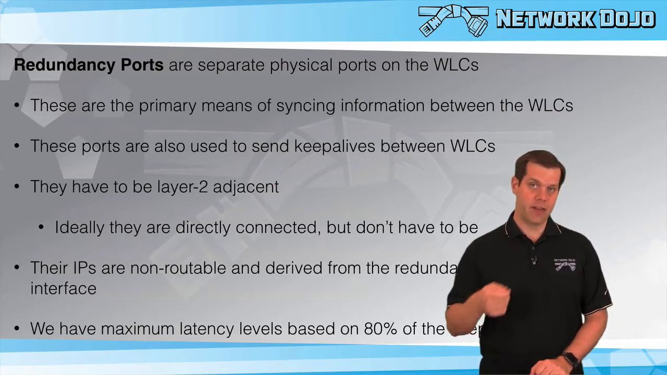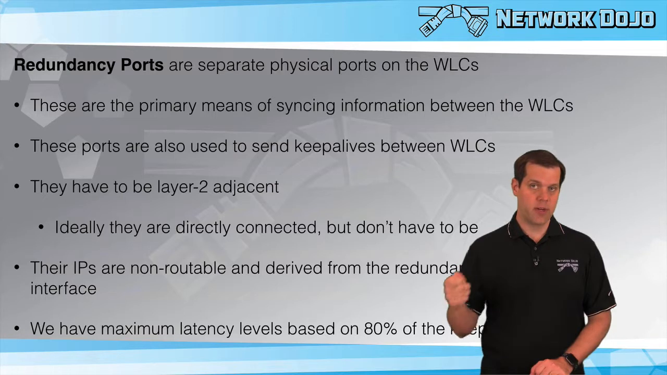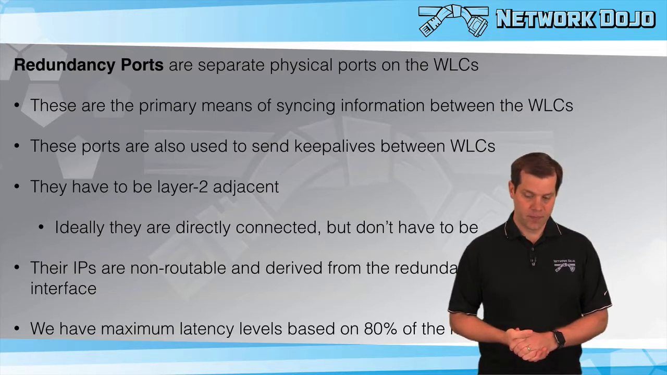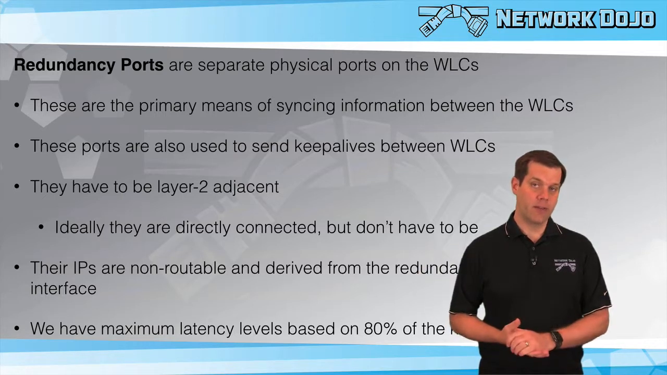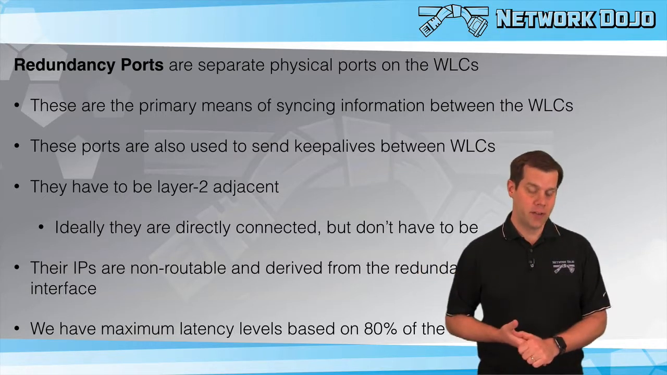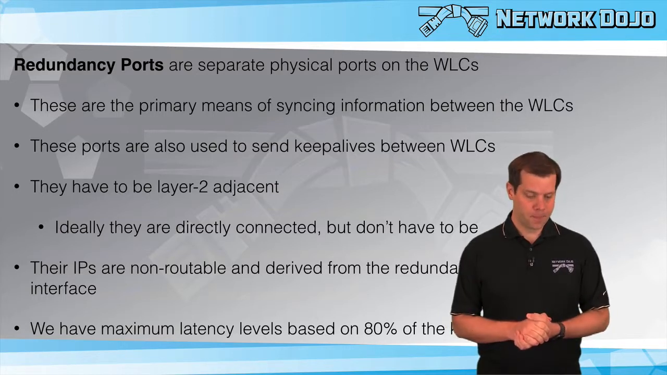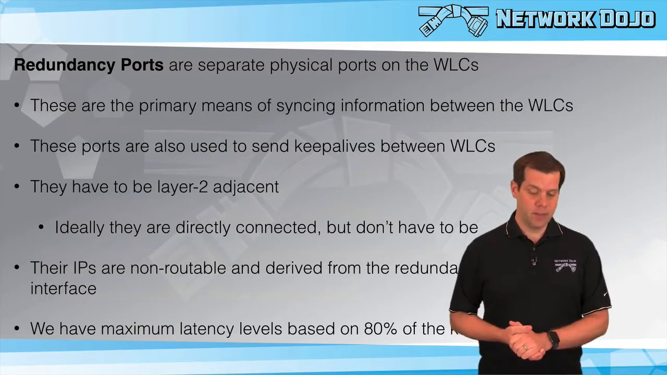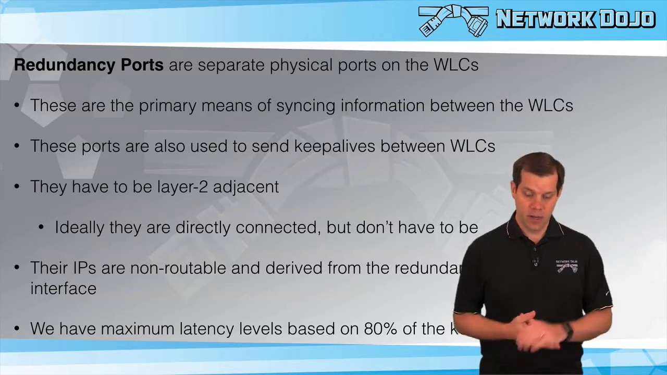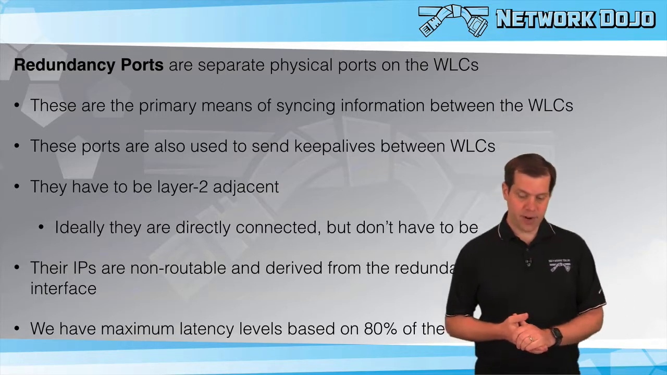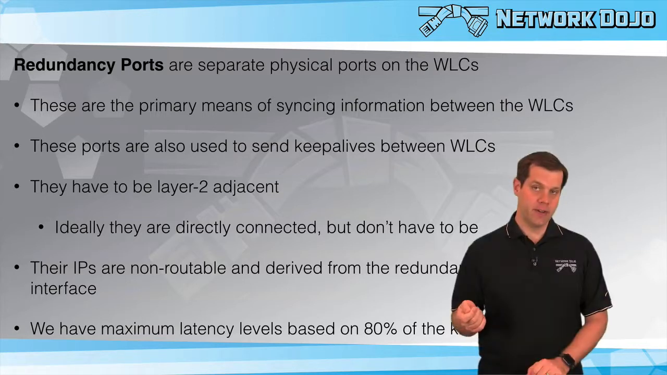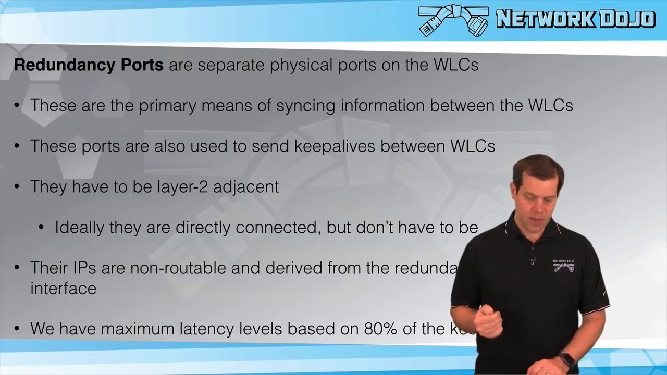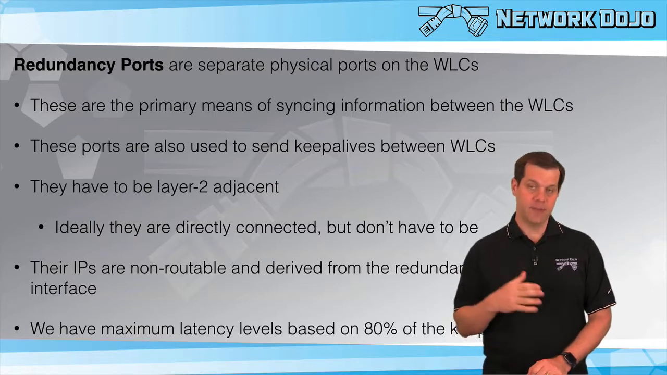So it's just a single Ethernet cable from the redundancy port of controller 1 to the redundancy port of controller 2. It doesn't have to be that way. You can have intermediary switches and networking devices between the two, but as long as they're layer 2 adjacent, that's the important part there. So the IP addresses that we use on these redundancy ports are non-routable IPs. They're 169.254 addresses. And the addresses are actually derived from the redundancy management interface, which we'll talk about next. And we do have a requirement in terms of latency between it.